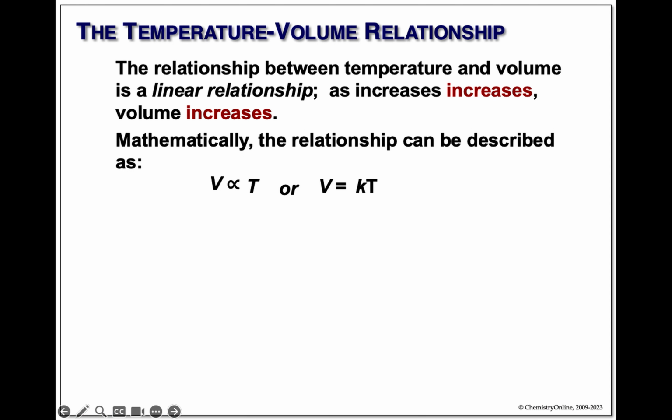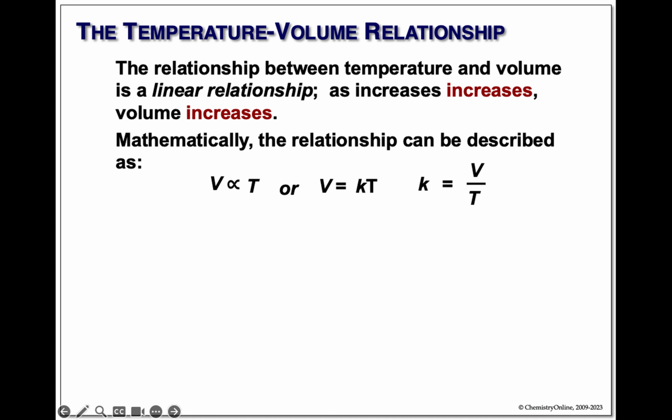Our little lines tell us that volume is directly proportional to temperature. We know that we can take the proportionality and change it to an equal sign and a K. V is equal to KT. Let's isolate K like we did last time. K is going to be V over T.